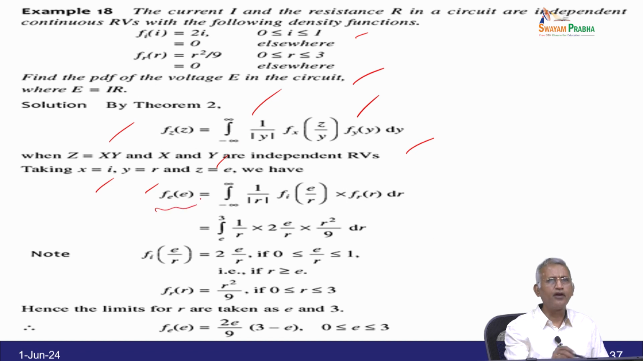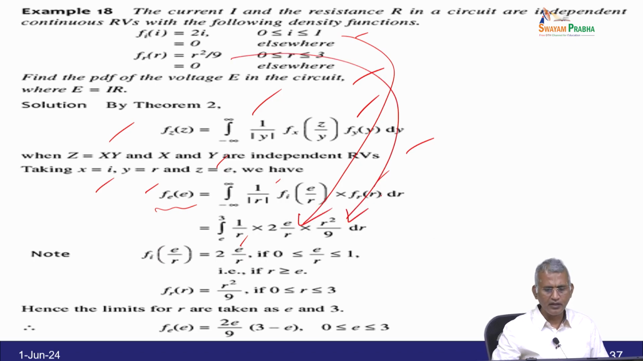So we have f_E(e) equal to the integral from minus infinity to plus infinity of 1 by modulus of r into f_I(e by r) into f_R(r) dr. So 1 by r is nothing but the absolute value, which is r only. So f_I(e by r) is given here. So it becomes 2 into, the first statement. So this statement we have to substitute here, f_R(r), substitute this statement here.